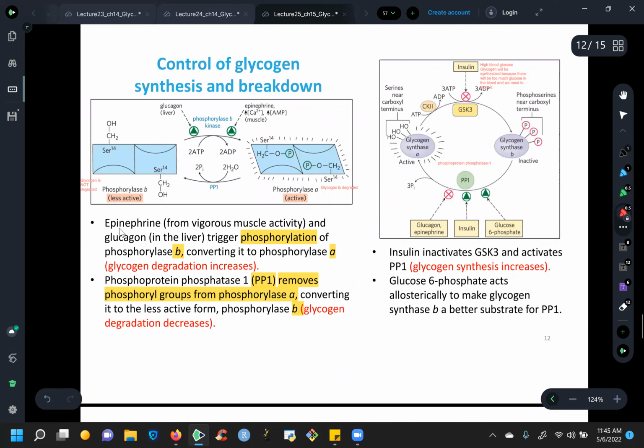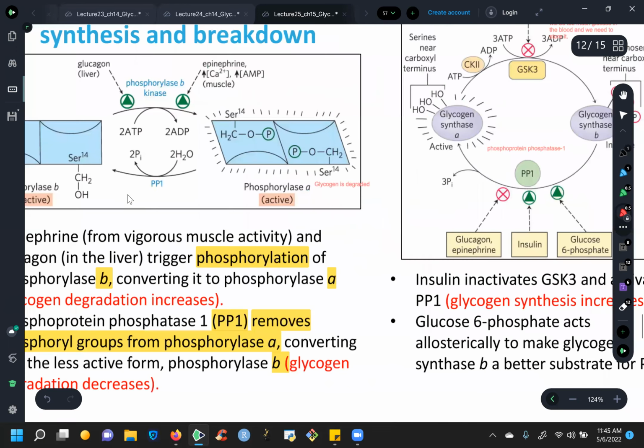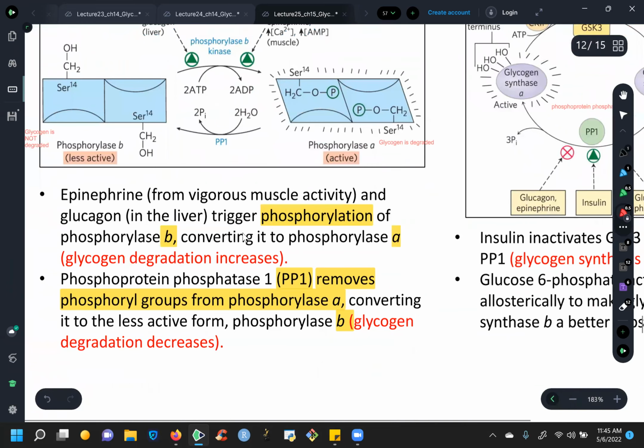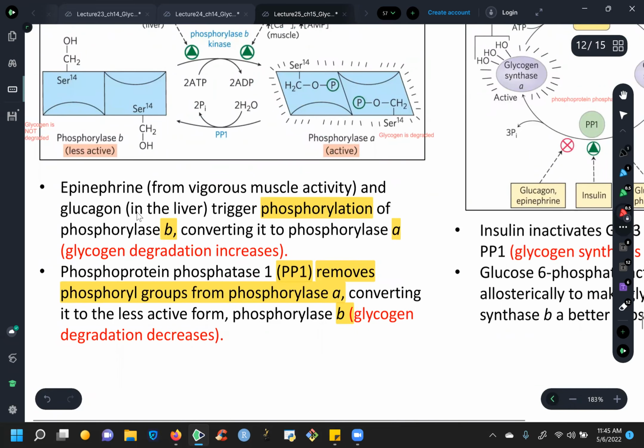Okay. So epinephrine from vigorous muscle activity, and glucagon in the liver, trigger the phosphorylation of phosphorylase B. Phosphorylase B is inactive, so glycogen is not degraded. So when you have epinephrine and glucagon in the liver, this triggers phosphorylation of phosphorylase B, converting it to phosphorylase A. With phosphorylase A, that's the active form, and this means that glycogen will be degraded.